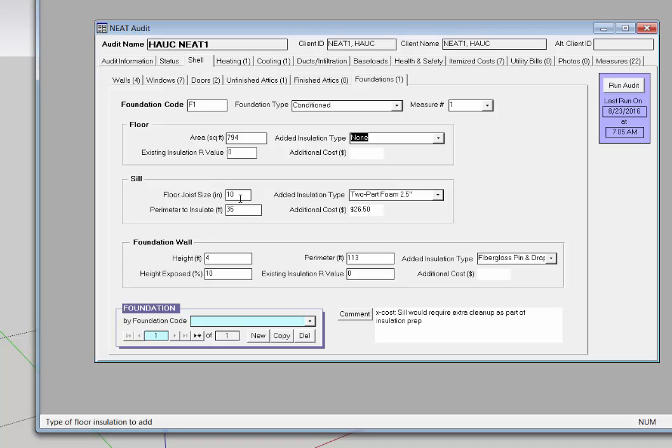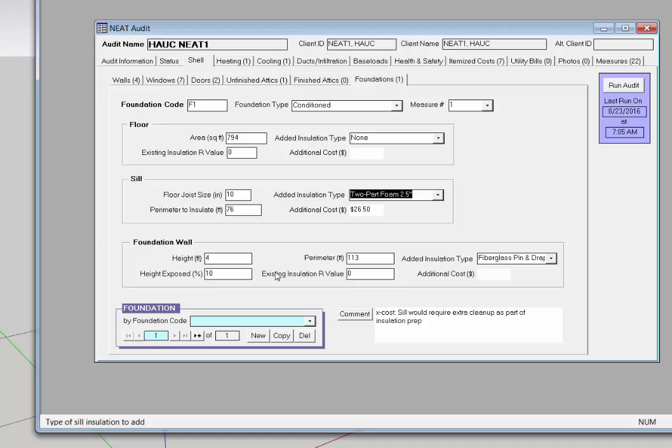So in our example, on the sill, we'd go ahead and put, and remember the perimeter insulates in feet, so we have 76 feet. Our floor joist is in inches, so it's a 10-inch floor. And then we want to evaluate to see if it's cost effective to do some insulation there, if you have any ability to do that, if you have any unfinished space, or if you want to do a drill and fill. But either way, pick the appropriate option there.